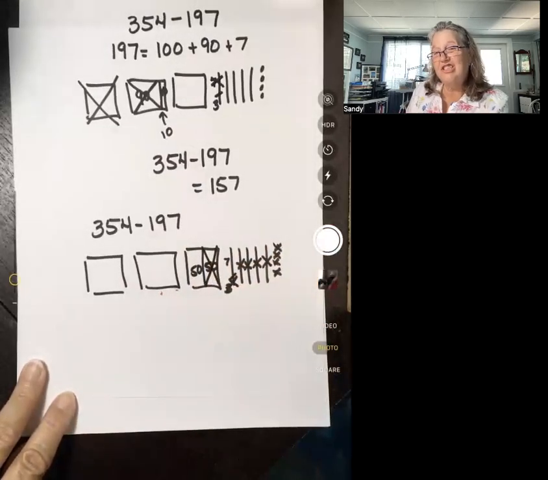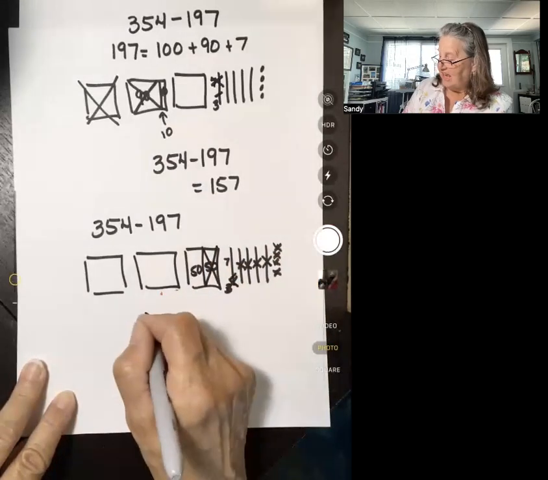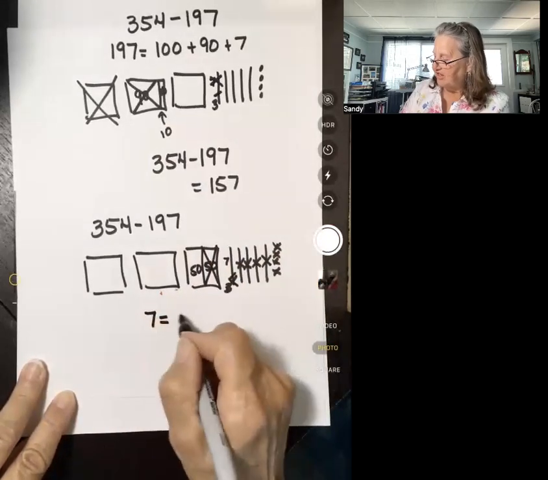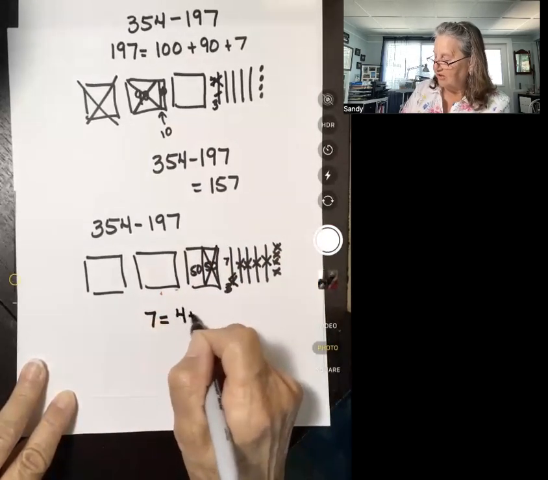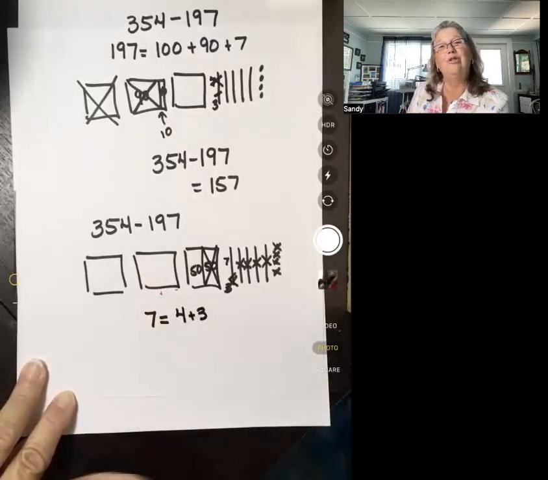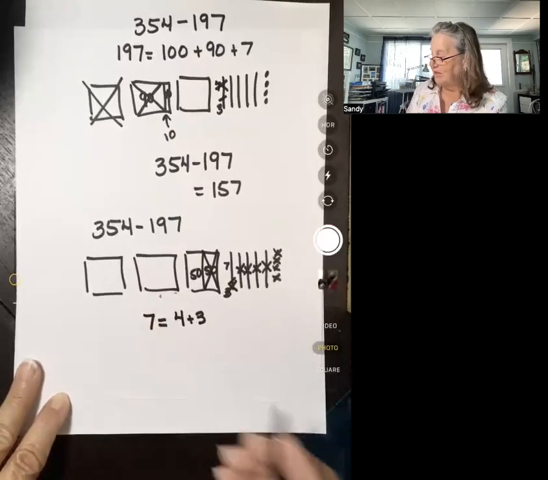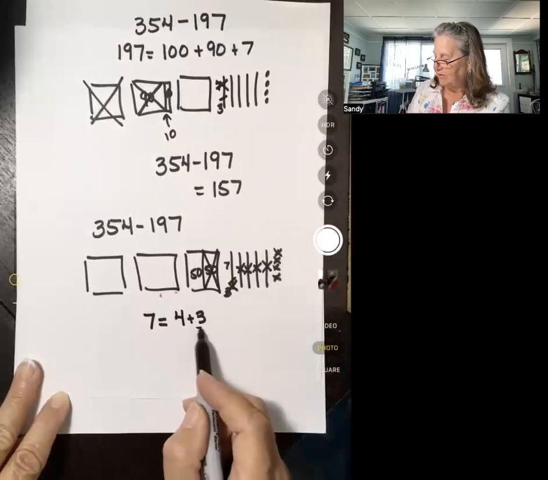So see, how has this child thought of this? They had 4 ones, so they thought of 7 as 4 and 3. Part, total, we'll talk about that, right? Part. I had 4, I need 3 more.